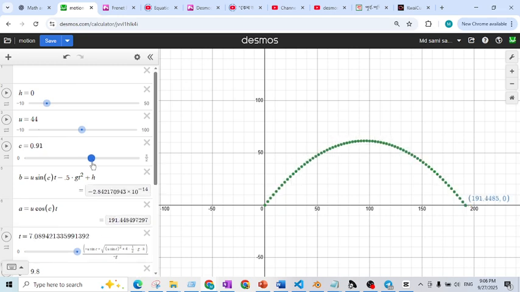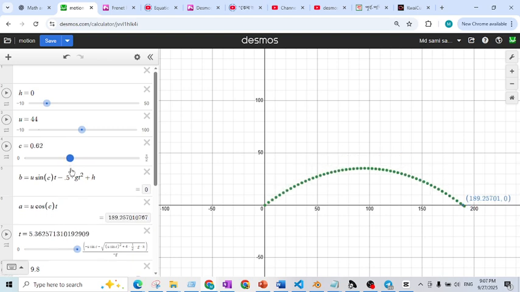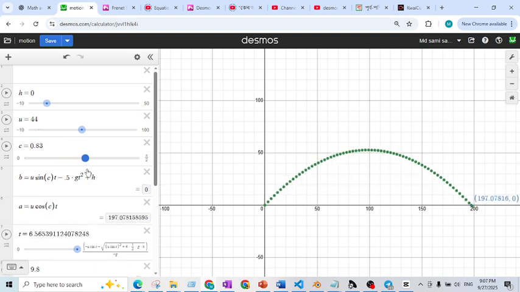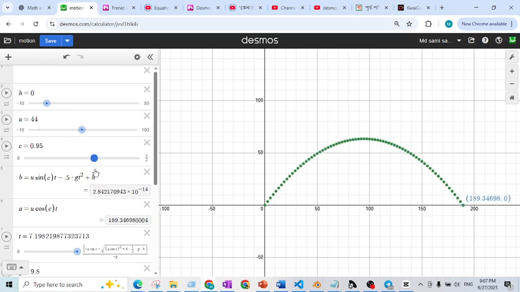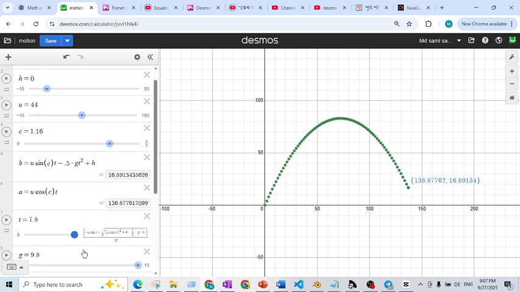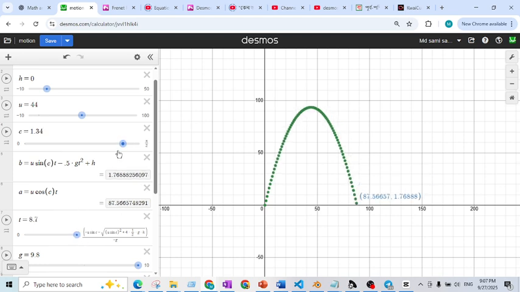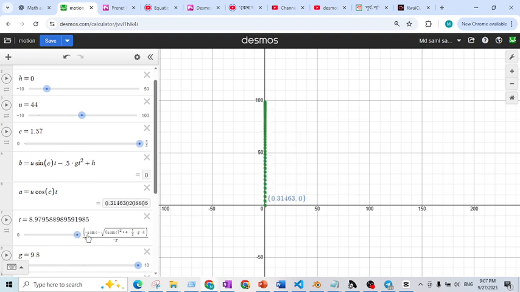And this is actually pi by 4. When the horizontal distance is maximum, the angle is pi by 4, and then it decreases again, and now it becomes 0.